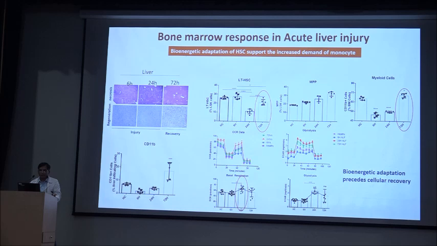If you see the bone marrow response in this case, what we observe is that active myelopoiesis, or increased production of myeloid cells, also happens at the recovery phase. At the peak injury phase, there is a reduction in the LT-HSC, followed by rapid proliferation of the myeloid lineage cells. And also, because metabolic adaptation is required for transiting these hematopoietic stem cells from stemness to differentiation, what we found is that metabolic adaptation precedes cellular recovery.